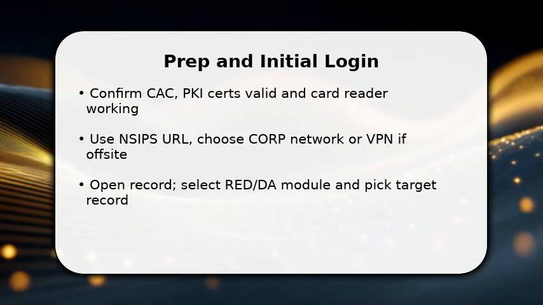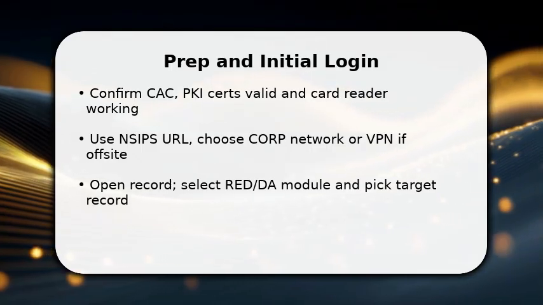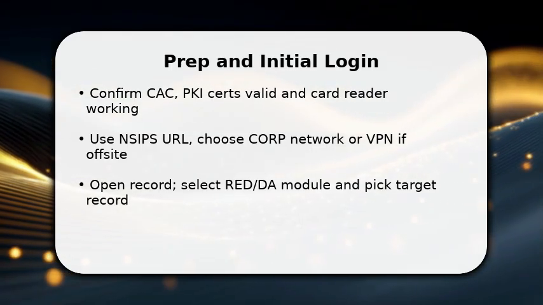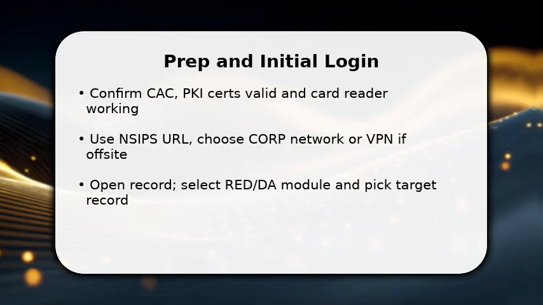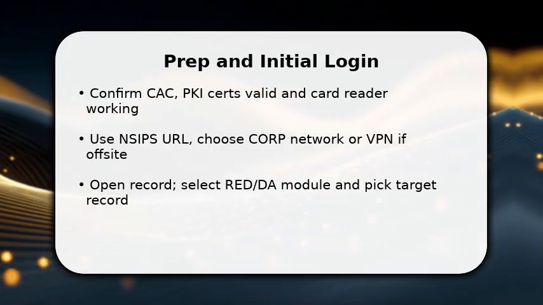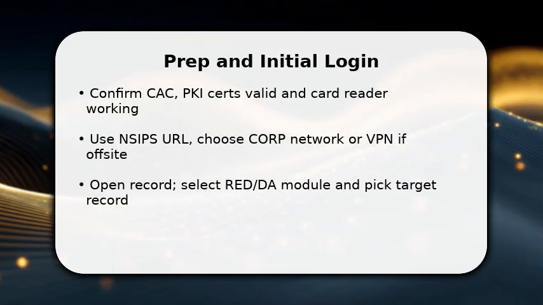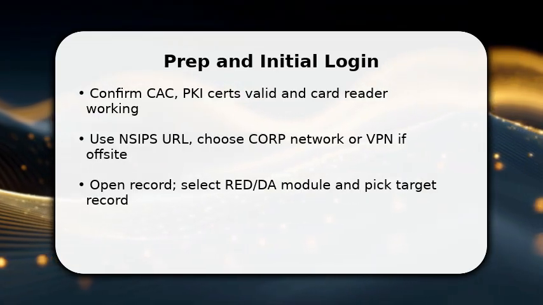You start by confirming your CAC and PKI certificates are valid and your card reader is plugged in. This avoids access delays. Once the hardware works, connect to the Corp network or engage your VPN if you're remote.